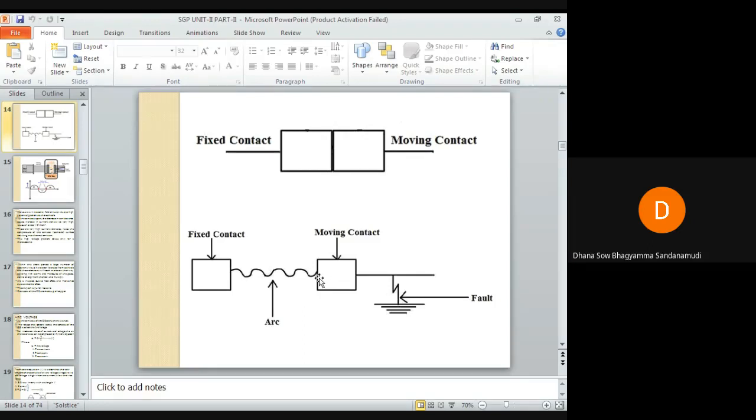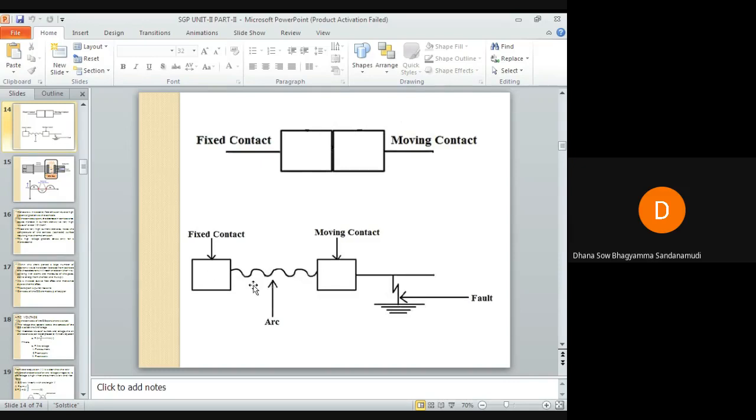Field emission occurs due to potential gradient, and thermal emission occurs due to high current densities. Whatever electrons are emitted will be colliding with the surrounding gases, deriving energy, and moving forward. Hence the arc is struck between the contacts. Initially the arc is initiated due to field emission, and due to thermal emission the arc is maintained.